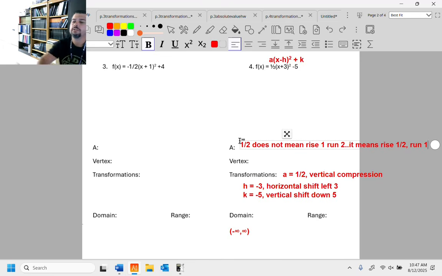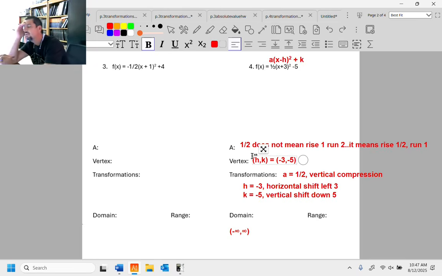So remember that. Your vertex is going to be h and k, and it's going to be negative 3, negative 5. And that's more than enough information to graph. And we'll look at the graph and we just discuss range.